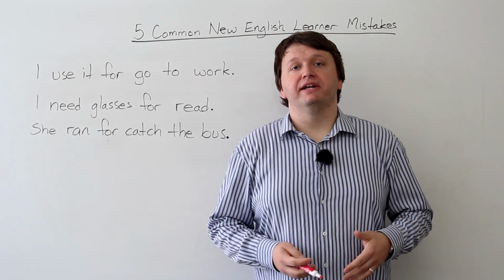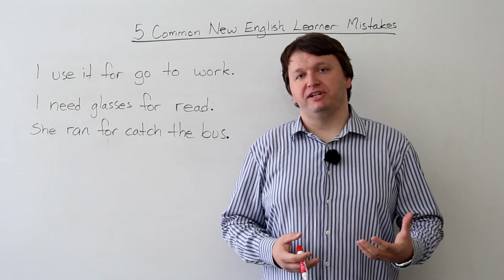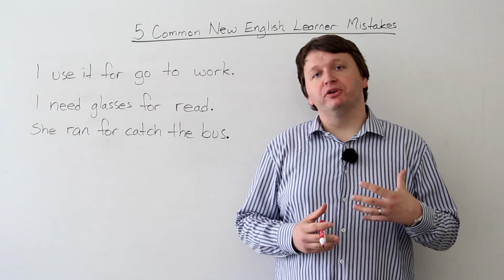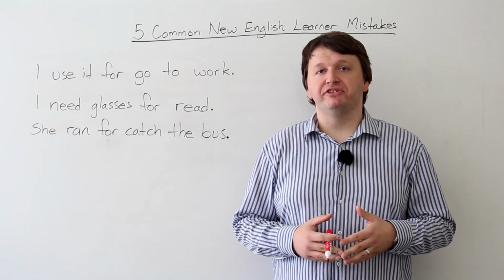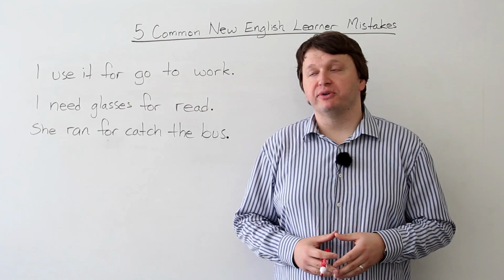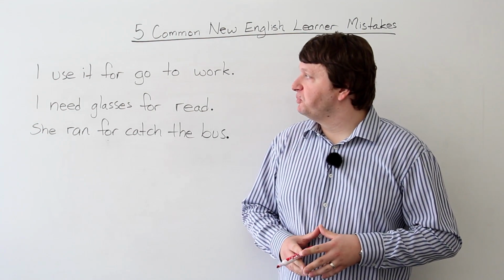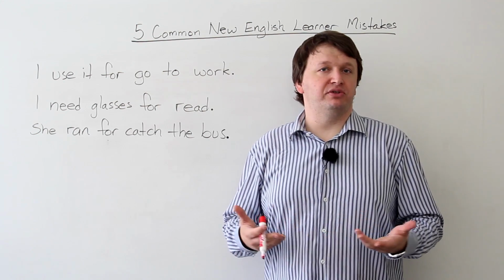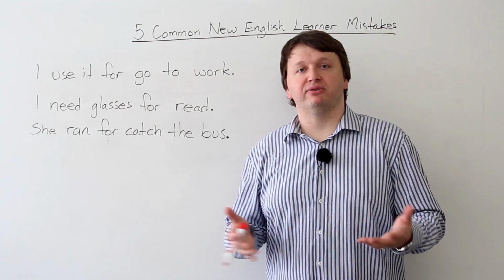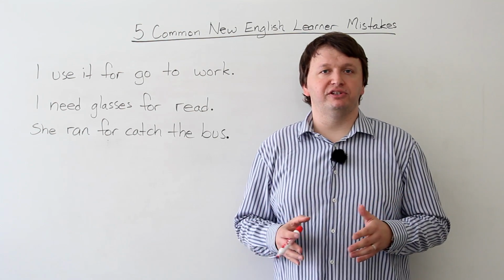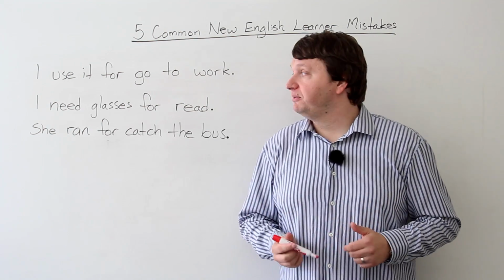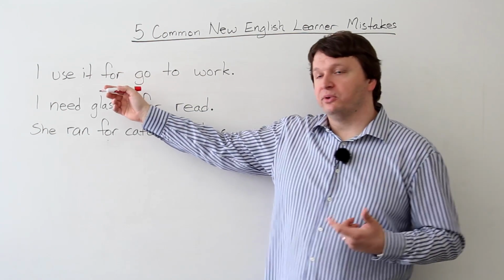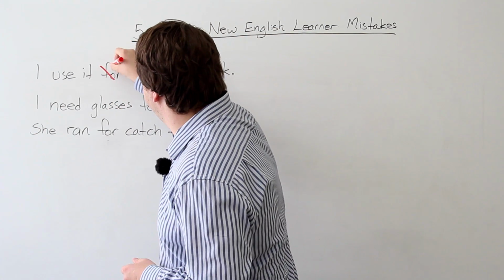Okay, so this one is actually a preposition error, and it's when people use for when they mean to use an infinitive. So, for example, I use it for go to work. Imagine you have a car and people ask you, what do you use your car for? Do you drive around a lot? Or you say, no, I only use it to go to work, right? So we don't say for go, we use to go.